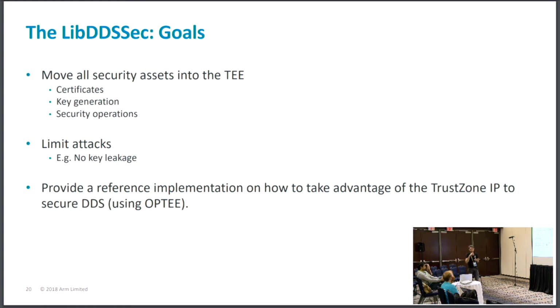The main goal for the library is actually to move everything related to security into the TEE. That means all the certificates, all the keys that are generated during runtime to do the peer-to-peer communication, and of course the security operations, all the encryption, etc. One of the reasons is to limit the attack surface. There are still some problems around that, but one of the main goals is really to avoid, for example, leaking the keys.